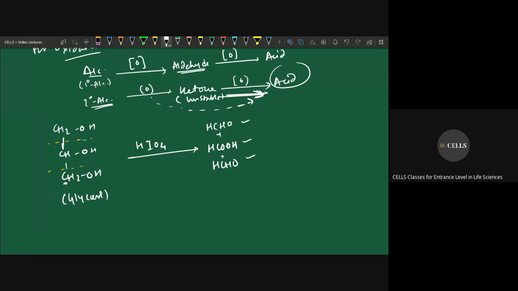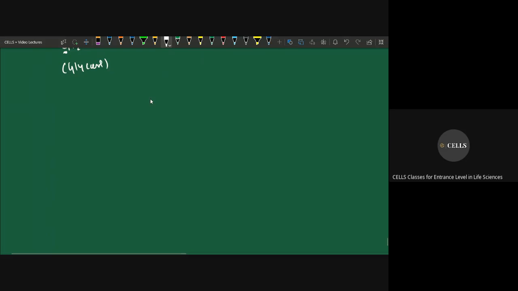Suppose we have this thing, CH2OH and CHO. If we treat it with HIO4, there will be an oxidative cleavage, giving HCHO, and this aldehyde, if you oxidize the aldehyde, it will be converted to acid. It will be converted to acid. That is the case.